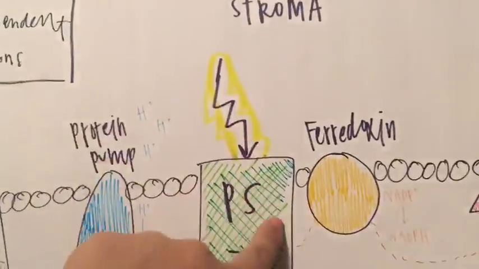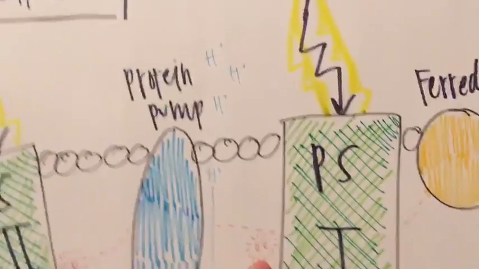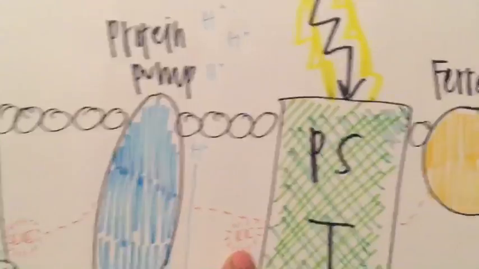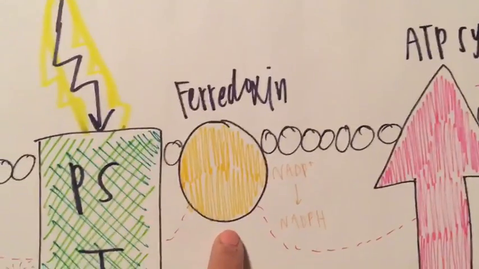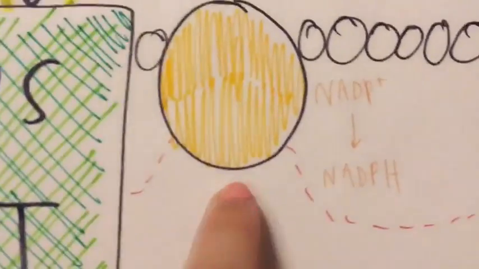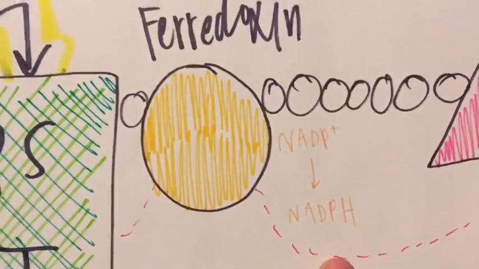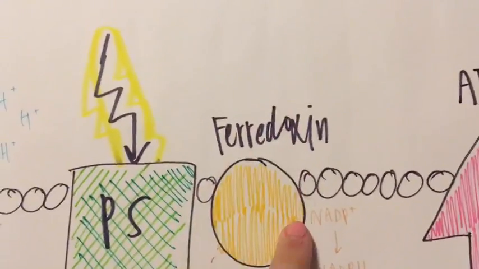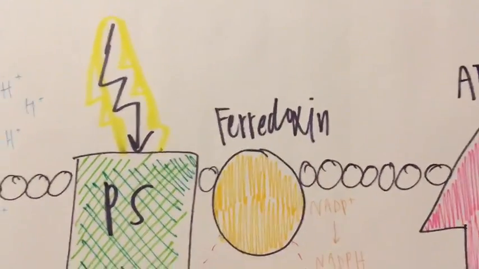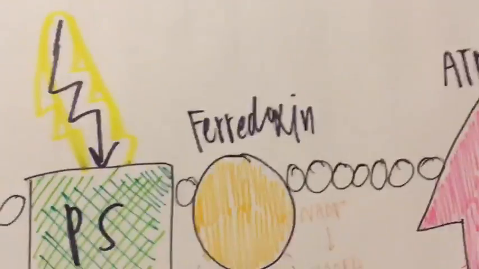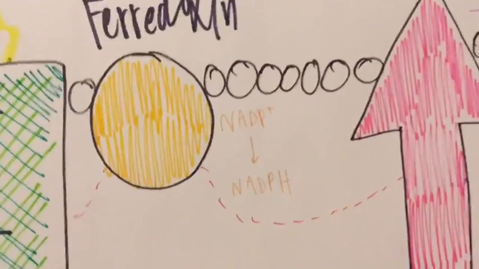So at photosystem 1, they are struck by light again, which excites them. The electrons then move to ferredoxin, which is a protein where NADP is reduced to NADPH. In this transformation from NADP plus to NADPH, reduction means that the NADP is gaining a hydrogen.